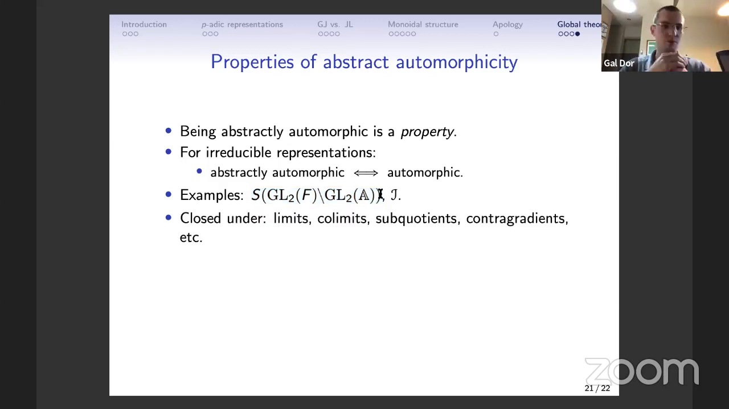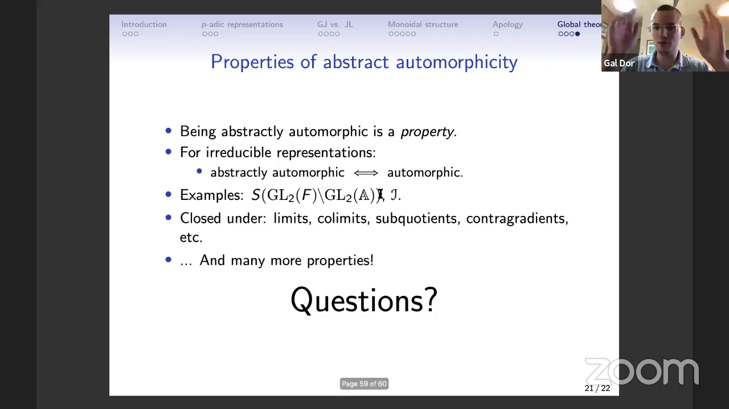It has excellent closure properties. It is closed under limits, colimits, subquotients, contragradients, anything that you might want to be closed under. And it has many more properties. For example, it turns out that this category of abstractly automorphic representations admits a decomposition into cuspidal components and Eisenstein components. Just like in the local theory of p-adic representations, you have supercuspidal components and parabolically induced components. There's an entire theory there that I don't have time to describe right now, but it just works fine. Anything that I was able to formulate that I wanted out of this category, I was also able to prove.